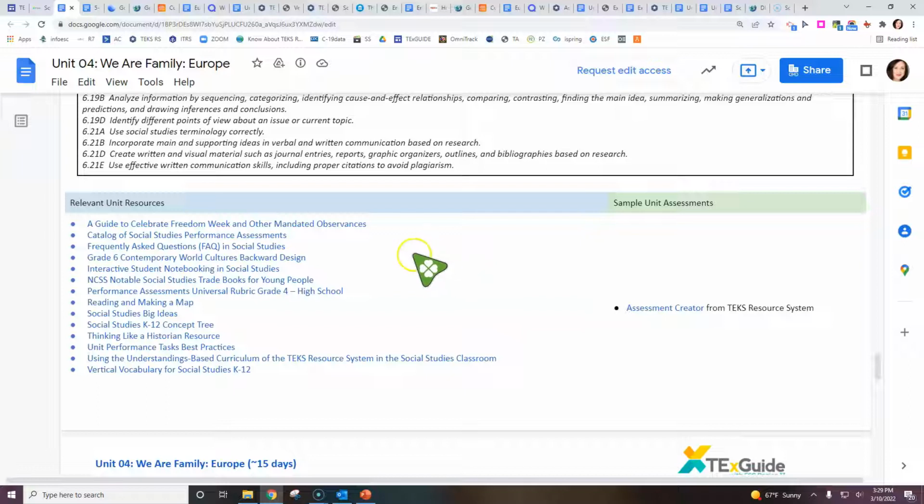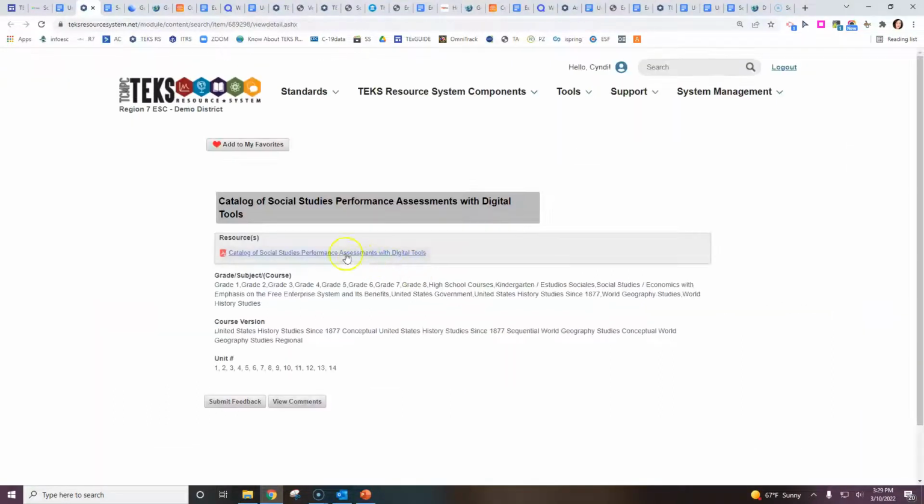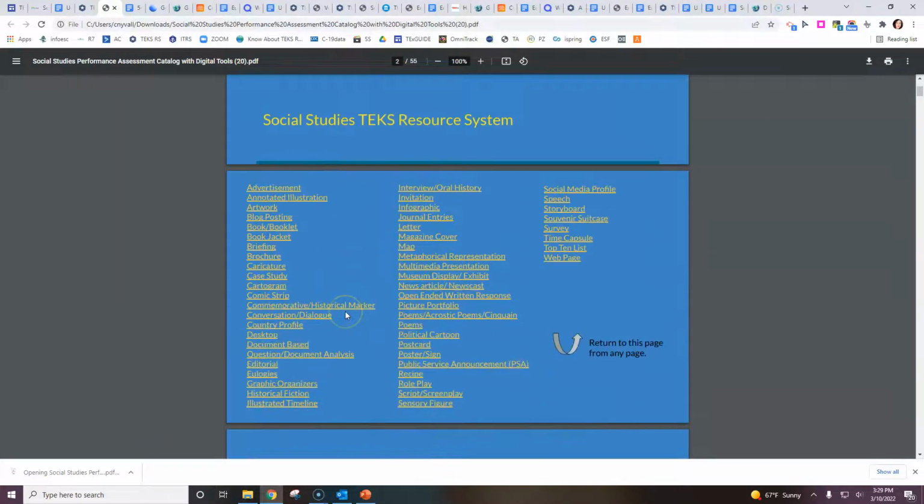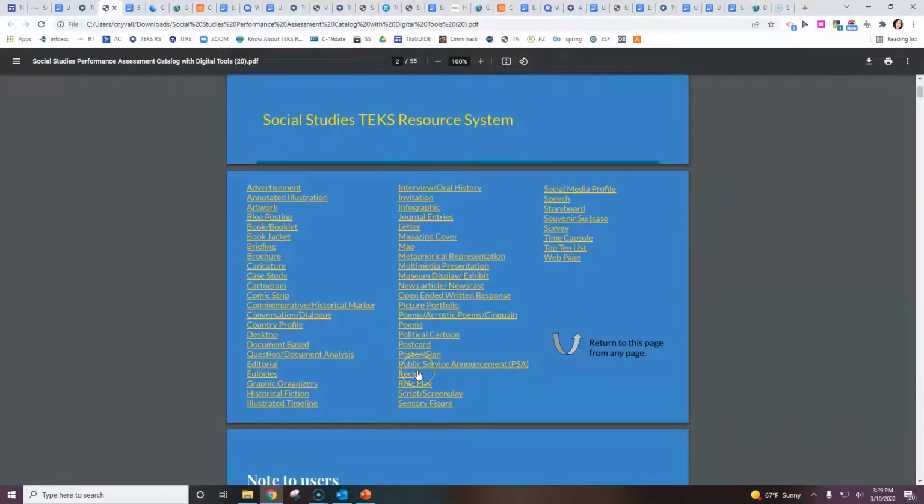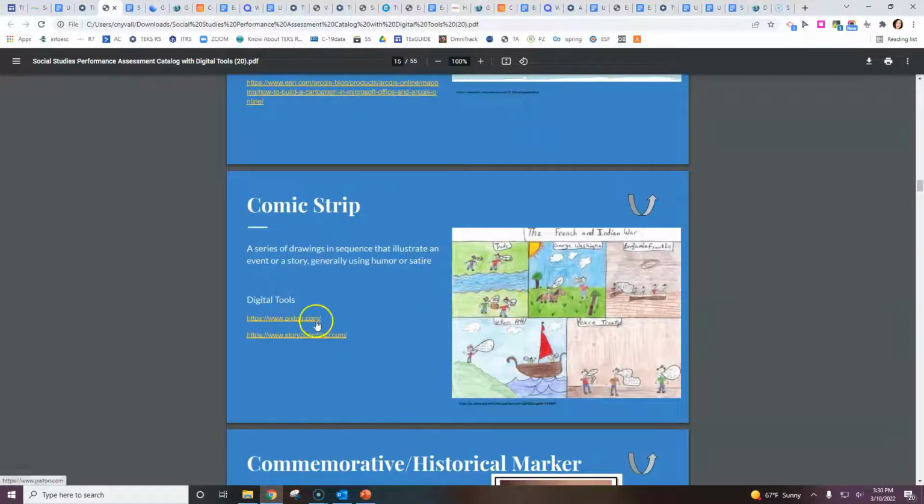For example, when I look at these relevant unit resources, I could jump to the TEKS Resource System's Social Studies Performance Assessments with Digital Tools file, which is really just a PDF that contains links to digital tools that would allow my students to be able to complete different performance assessments digitally. So here we go. One of my favorites is the comic strip, and I have 2 different digital tools in which students could create these comic strips virtually.